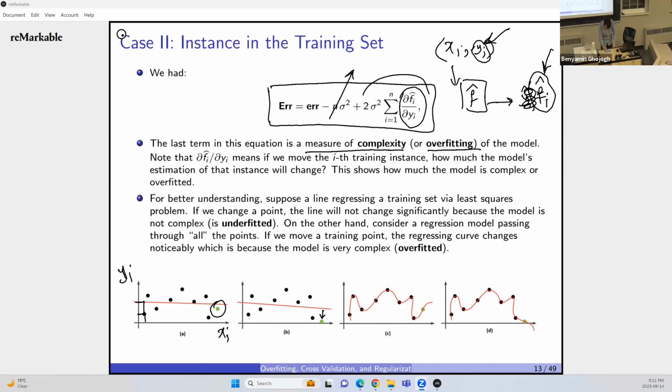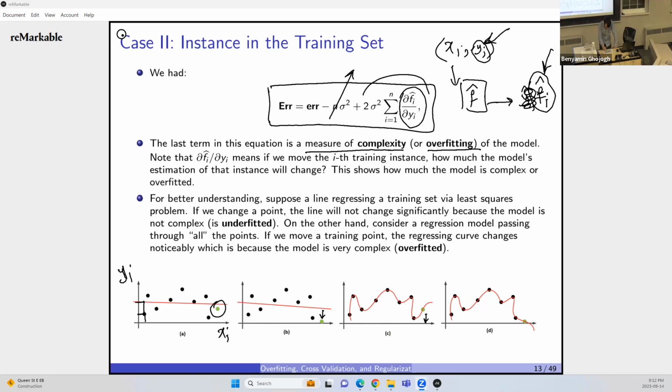Now consider these two figures, figure C and D. In this case, my regression model, my f hat, is too complex. It has passed through all of the training data points. Consider this green point, change it a bit, like here. It modified the model very much.